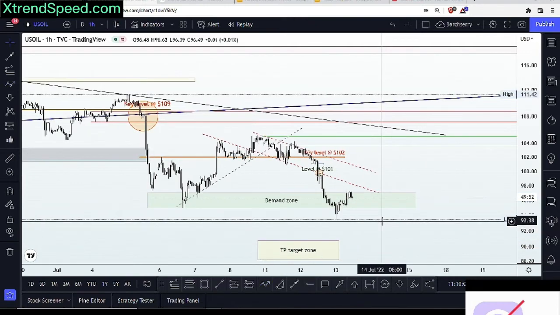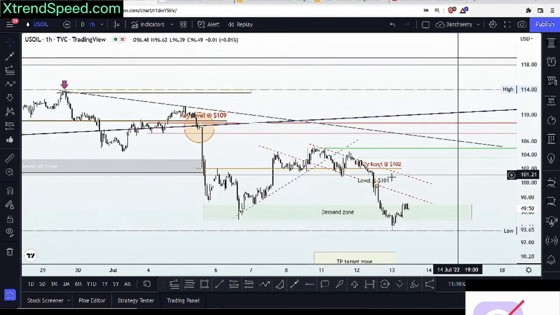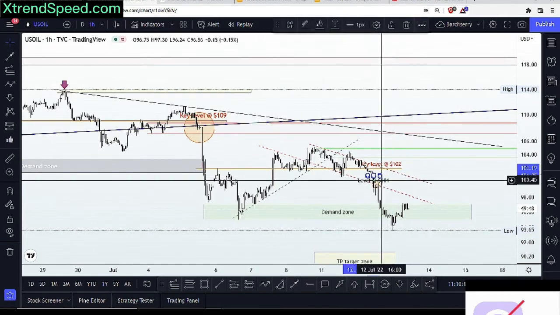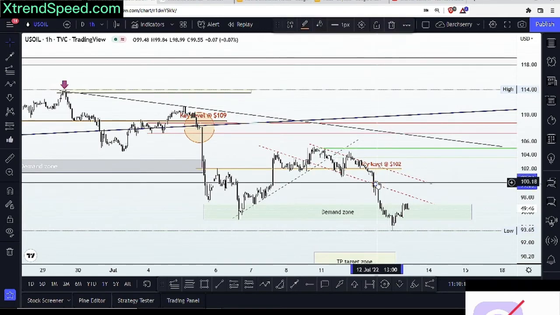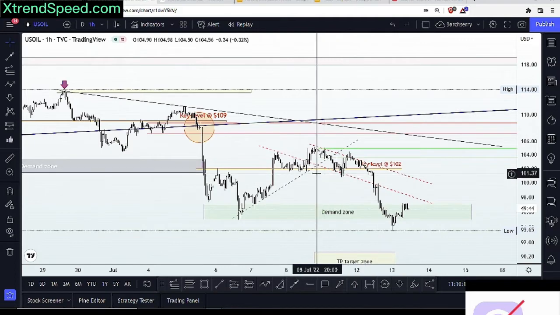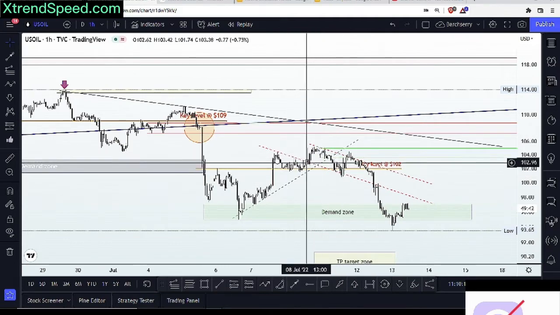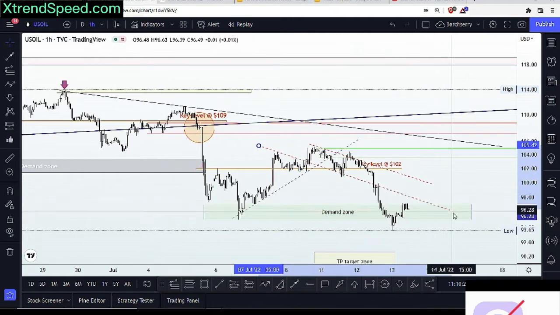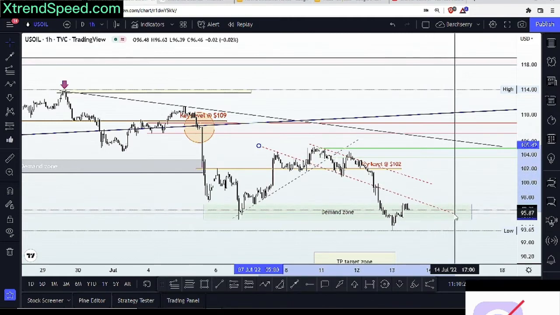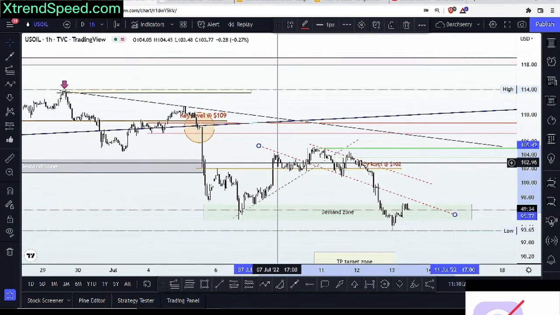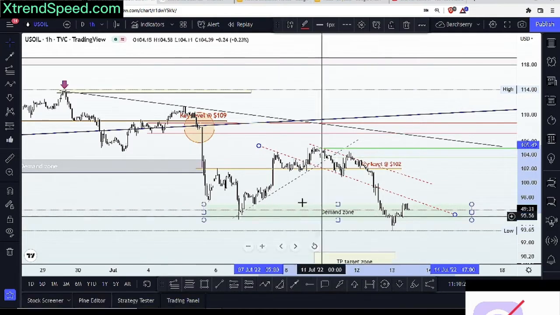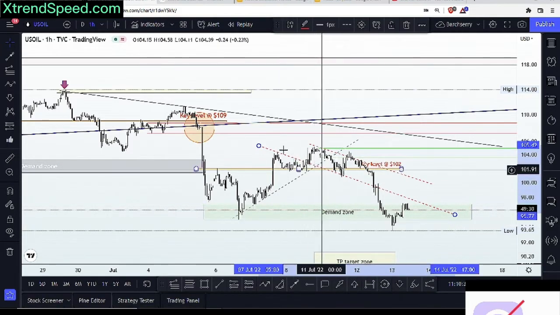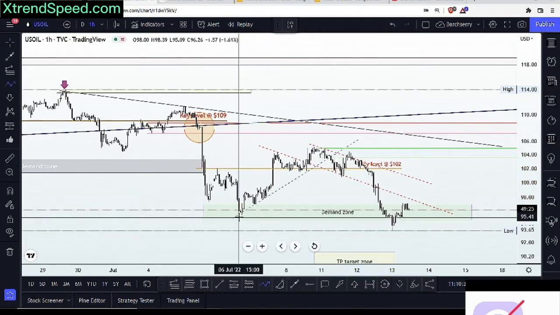Well, we want to be looking out for structures to guide our action during the New York session. So the first thing we want to be doing is this. We understand that we have this bearish trend line that has been holding price action in the last how many days is that? I think the last 1 week now. It has been holding price action. Let me give you a visual representation of what I'm talking about here.